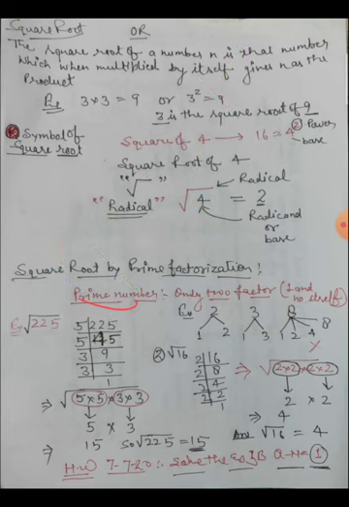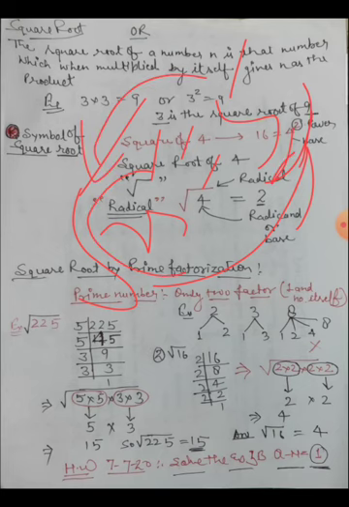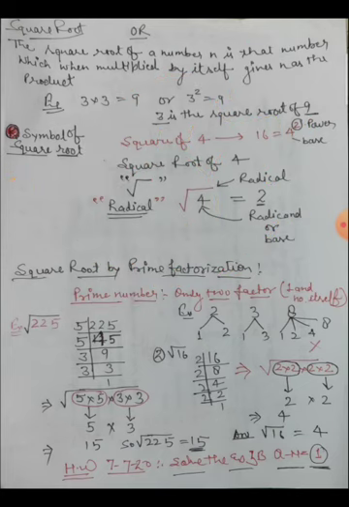Then same as 25. What is the square root of 25? 5. Why? Because 5 squared is 25. So the square root of 25 is 5. You know the opposite? 5 squared is 25, and the square root of 25 is 5. So you can write it easily.